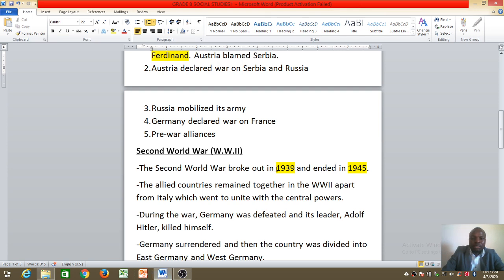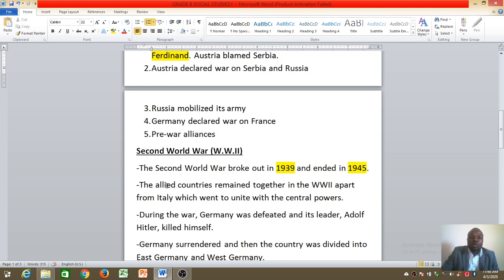Mark that, and you can see I have highlighted it in yellow. It started in 1939 and ended in 1945. The Allied countries, remember, remained the same apart from maybe Italy. They remained together in the Second World War apart from Italy, which went to unite with the Central Powers. That means now Italy was on the side of Germany and other countries.